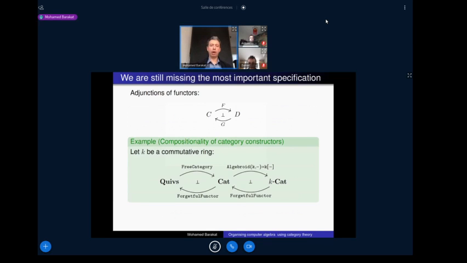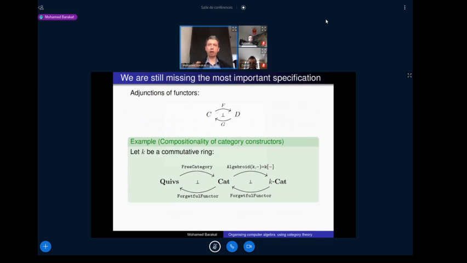And we see that we have a free category constructor that takes us from a quiver to a free category. We have a constructor that takes us from a category to a K-linear category. This is called the K-algebroid, and another abbreviation is this K brackets. This should remind you of the group algebra. And actually, this functor is generalizing the group algebra constructor.